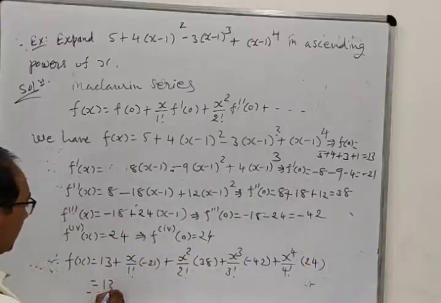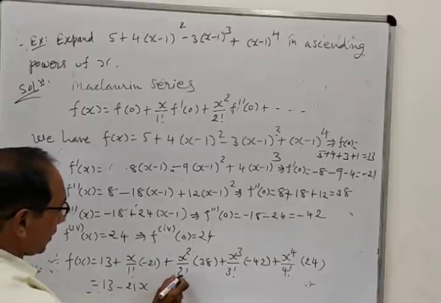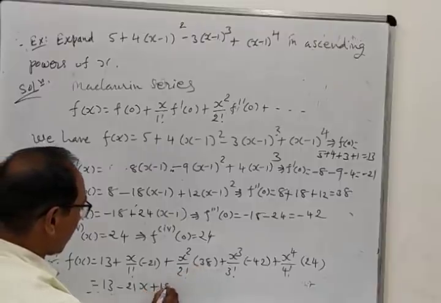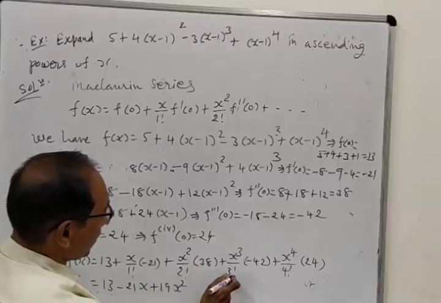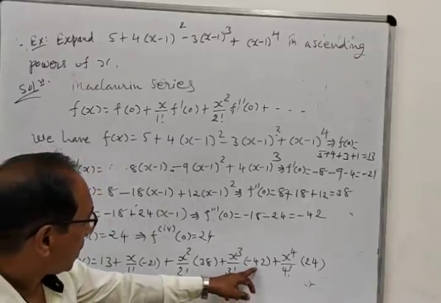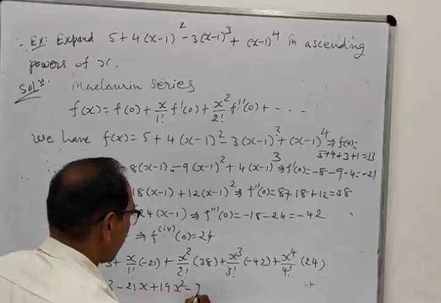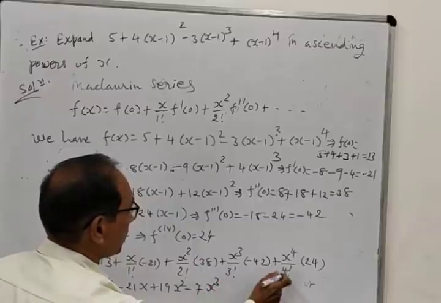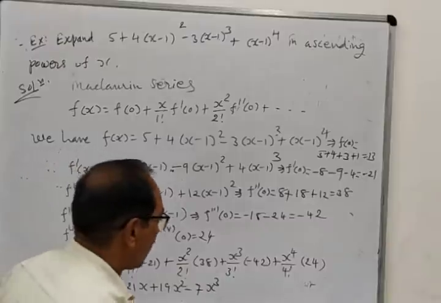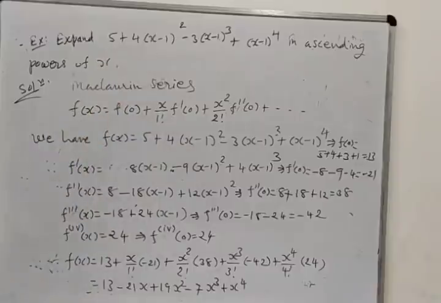So 13 minus 21x. 1 factorial is 1, 2 factorial is 2. So 19 2s are 38, plus 19x square. 3 factorial means 6. So we can cancel it out with 42. So minus 7x cube. 4 factorial means 24, 1 2 3 4, that is 24. So x raised to 4. So this is the required answer of this one.